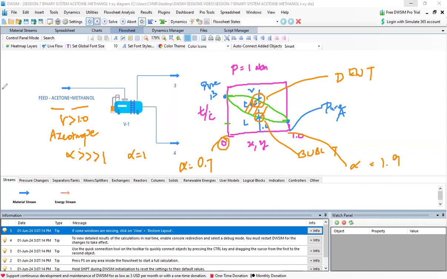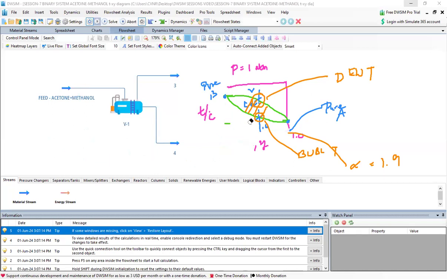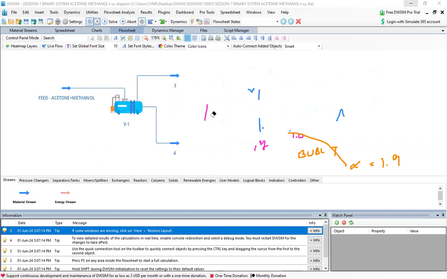Now, let us come back to our simulation part and try to plot the VLE diagram for acetone methanol system using Wilson equation as the equation of state. Again, selection of the Wilson equation is another important topic. Now, what are we having here? In this condition, we are having acetone. Let me choose this as component 1 and methanol as component 2.